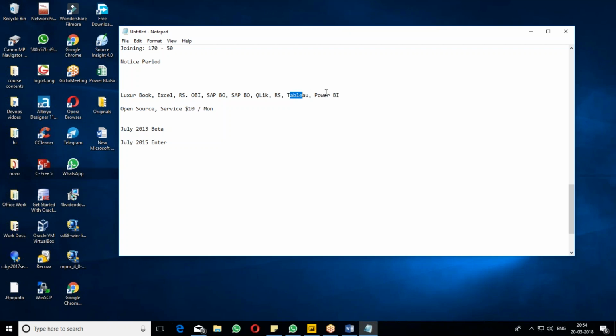Why? Because Tableau is very expensive compared with Power BI. And there are a lot of features in Power BI where you can play around with the data and the reports. So what are the components we have in Power BI? First, we have Power BI Desktop. After that, we have Power BI Services. And within the Power BI Services, we have a concept called Power BI Premium.